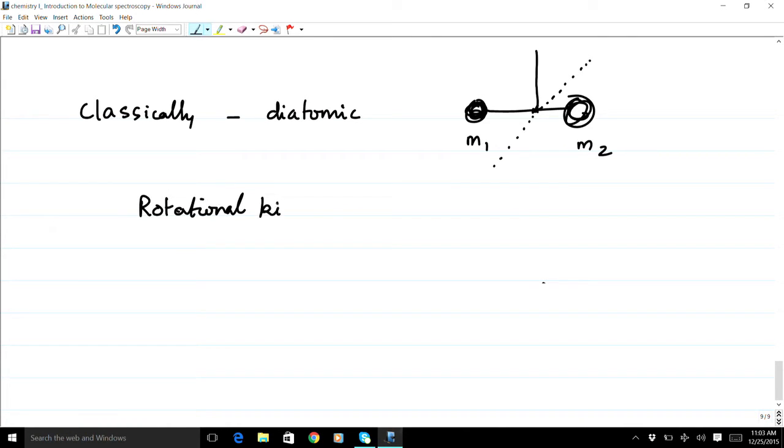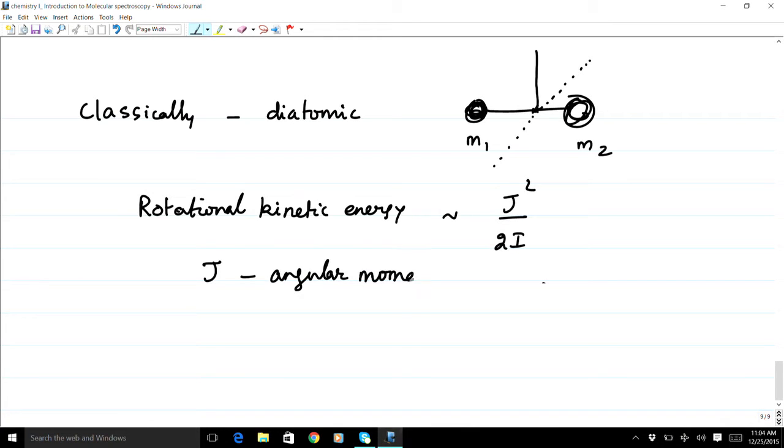Okay. So, if we do that, the molecular rotational kinetic energy is given by a simple expression. It is given by J squared by 2I, where J is the angular momentum of the molecule which causes the rotation, and I is the moment of inertia of the molecule.